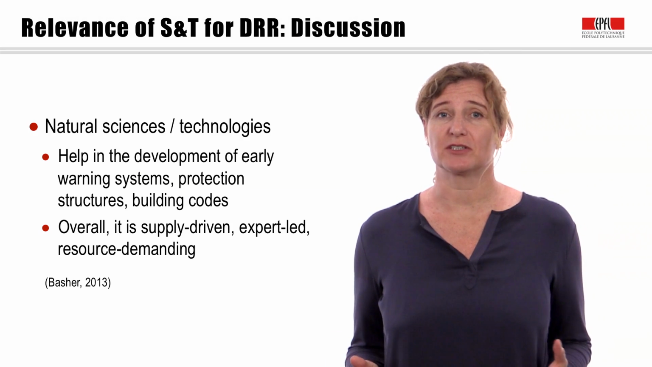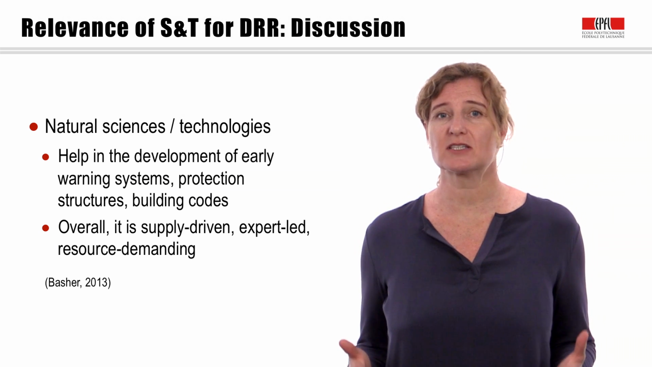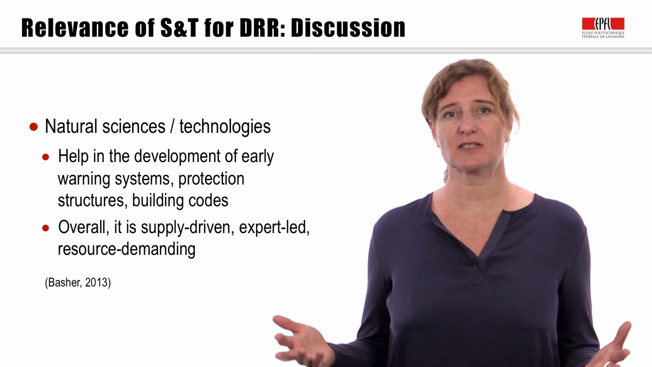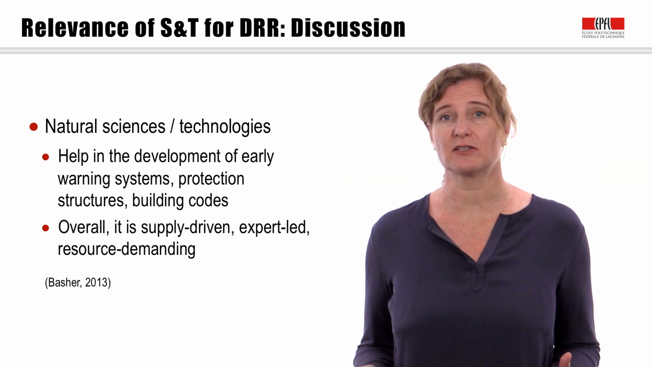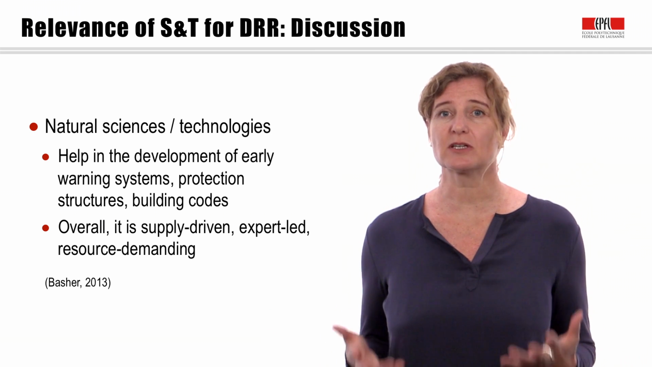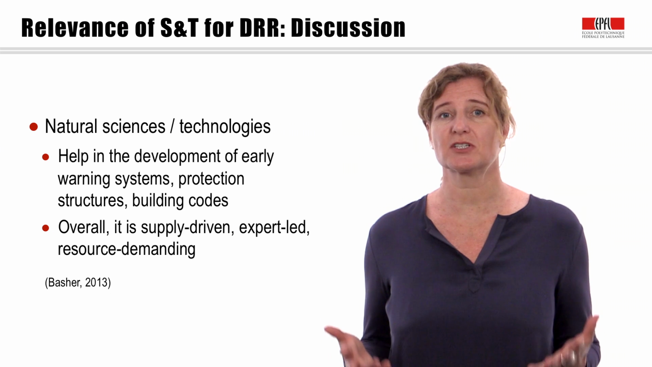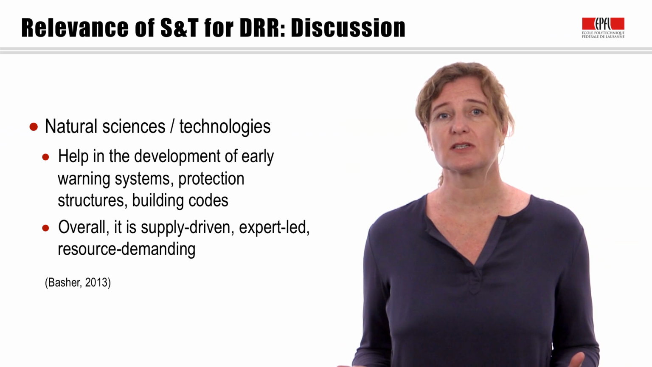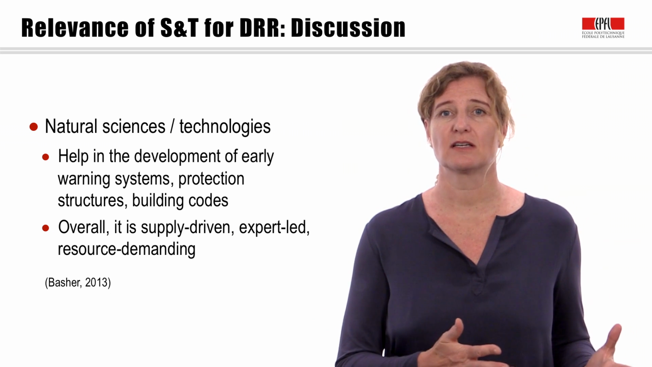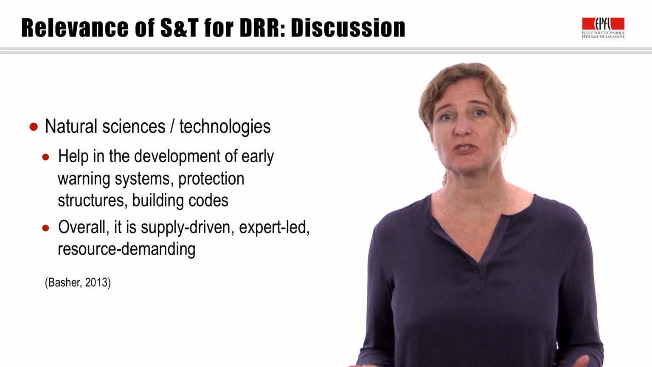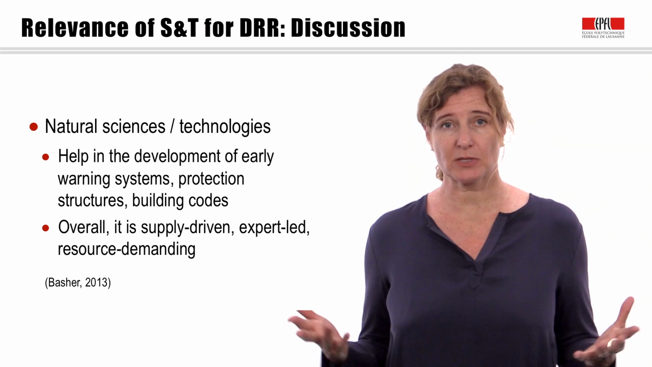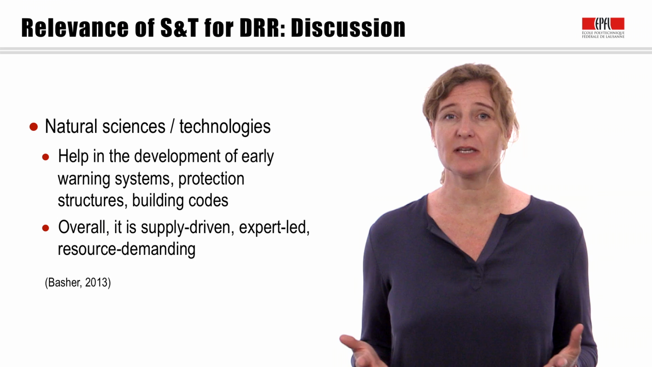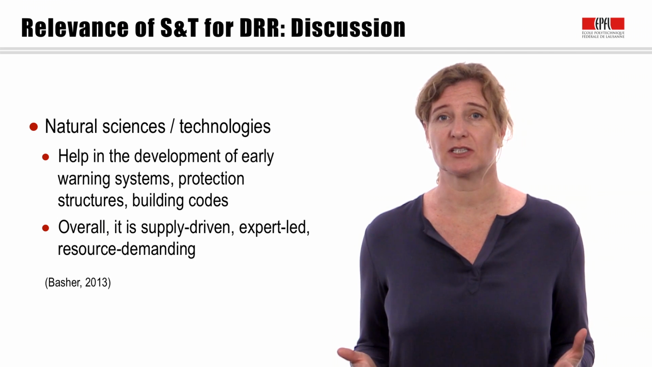According to Dr. Reid Basher, both natural sciences, technology, and social sciences are important in disaster risk reduction. For example, natural science and technology permitted the development of technological approaches such as specific early warning systems, protection structures such as dikes, and building codes. It is important to point out that certain technical approaches are effective in certain contexts. In addition, the chosen approaches tend to be driven by supply, depend on specialists, and require many resources. These are some of the factors that could make such technology less apt for implementation.